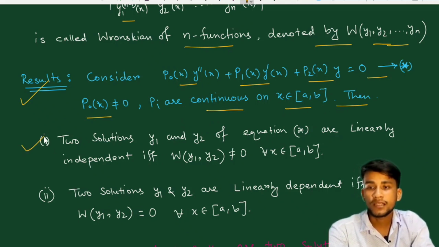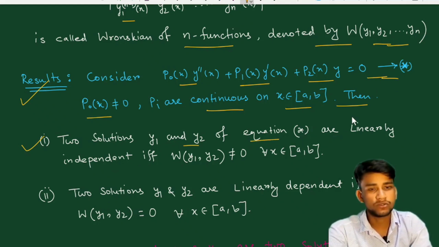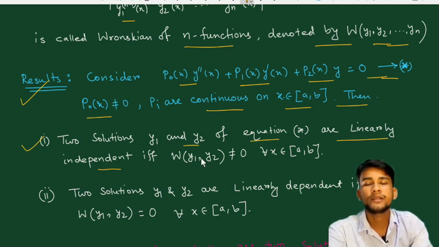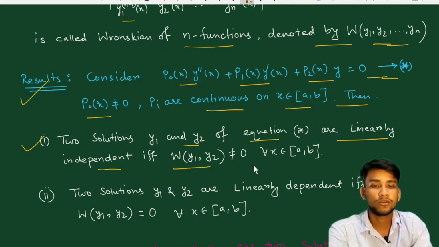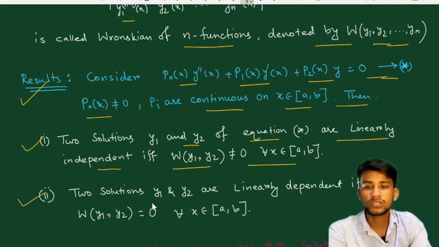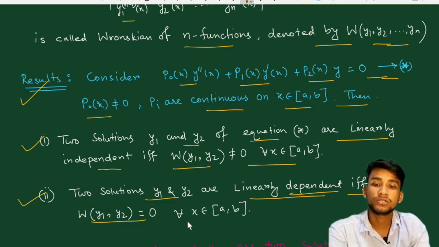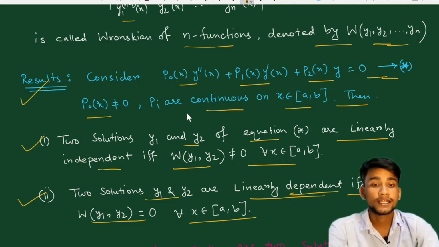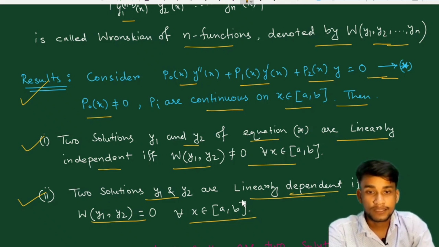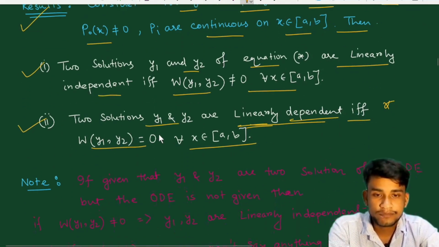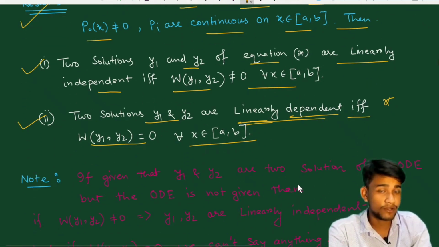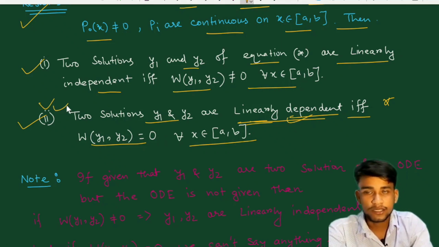Number 1: two solutions y1 and y2 of the equation are linearly independent if and only if the Wronskian W(y1, y2) is not equal to 0 for all x belonging to (a, b). Number 2: the two solutions y1 and y2 are linearly dependent if and only if the Wronskian equals 0 for all x belonging to (a, b). There is a confusion in this result, and I will clear that.